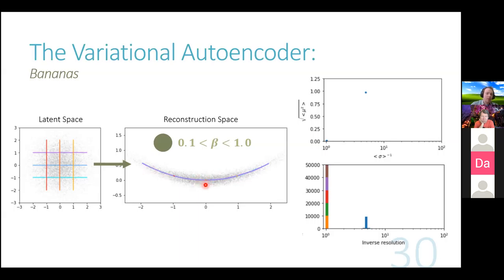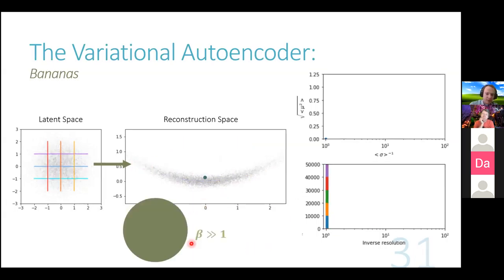So learning the position along the girth of the banana doesn't justify the cost associated with the encoding. So it chooses to forget about this narrow dimension, and it only learns this long dimension. And then finally, when I train with large beta, I think this is beta equals 3, neither the length nor the width are within the resolution of interest. And so all points are mapped to just the average point at the center, and no information is learned by the variational autoencoder, because nothing is worth learning given the cost of encoding information.